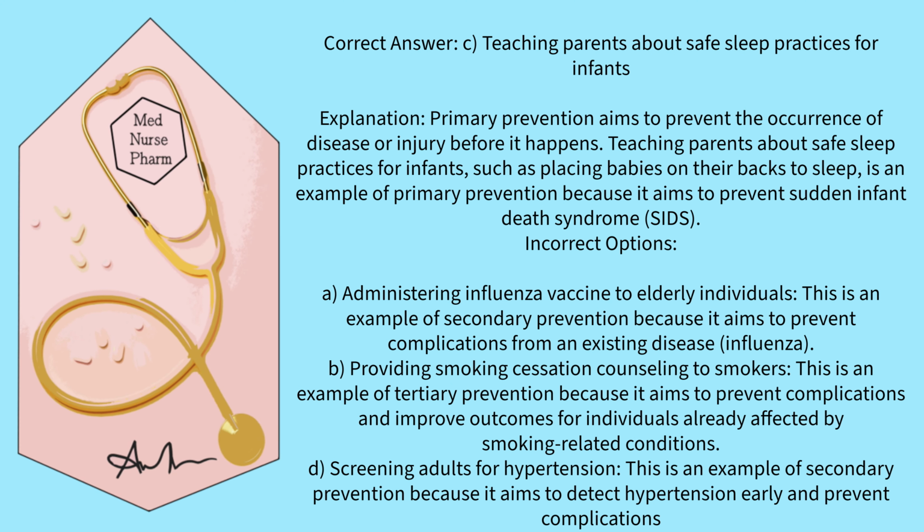If you chose option C, you are correct. Teaching parents about safe sleep practices for infants. Primary prevention aims to prevent the occurrence of disease or injury before it happens. Teaching parents about safe sleep practices for infants, such as placing babies on their backs to sleep, is an example of primary prevention because it aims to prevent sudden infant death syndrome. You can pause the video and go through the incorrect options.